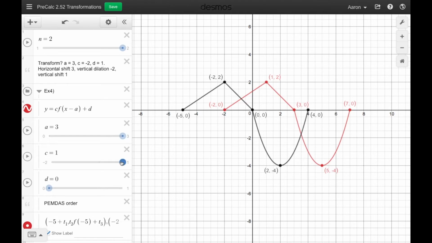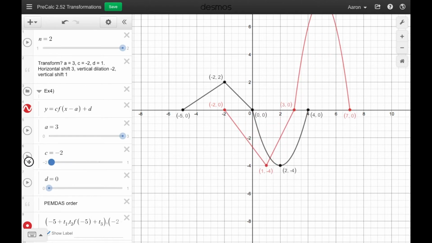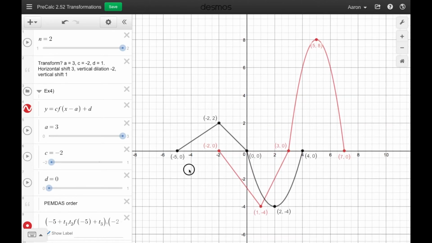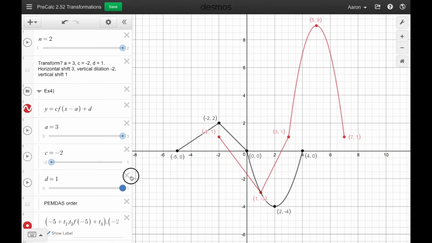The c value is going to be negative 2. So after you do that, then you can multiply all the y values by negative 2, like this. It used to be at negative 4, and now it's at positive 8, multiplied by negative 2. And the d value is 1. So we have to shift everything up 1 unit. Each of these points has to get transformed individually, and then you can connect the dots to figure out where the new picture is.